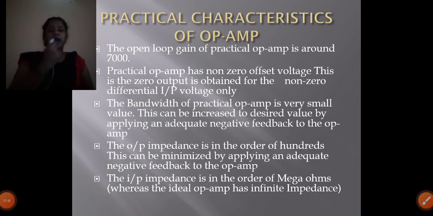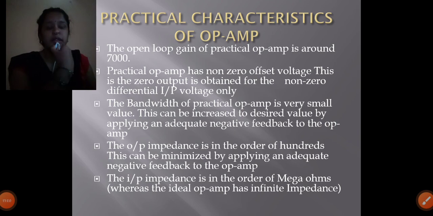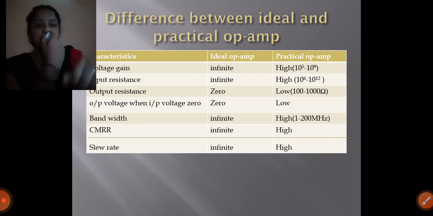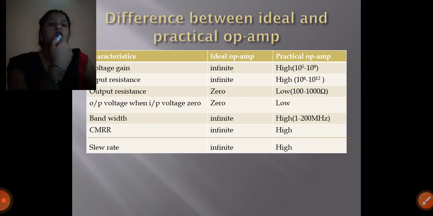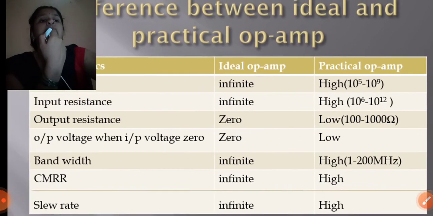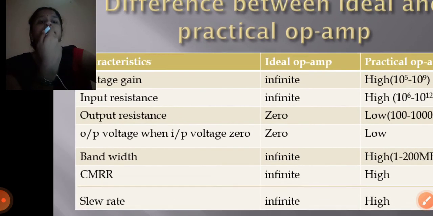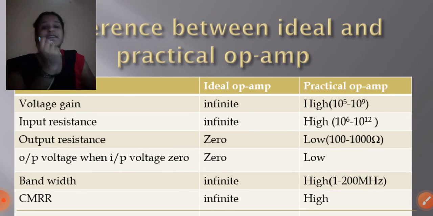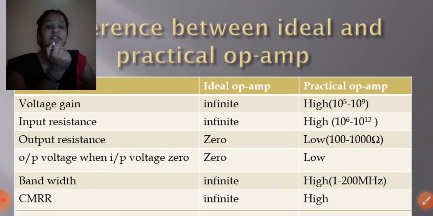Now we are going to study the difference between the ideal and the practical operational amplifiers. The voltage gain is infinite for the ideal, and high for the practical. We can mention the value as 10 raised to 5 to 10 raised to 9. It is not volt, it is a gain. Gain means V naught by V in.